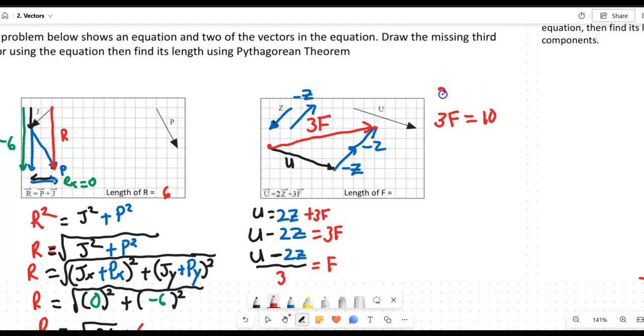So again, this is 3f. This is 3f's x direction component, and then we're going to add the y direction component, right? So we found out that it's gone to the right 10 and up 2. And that should be 3f right there.